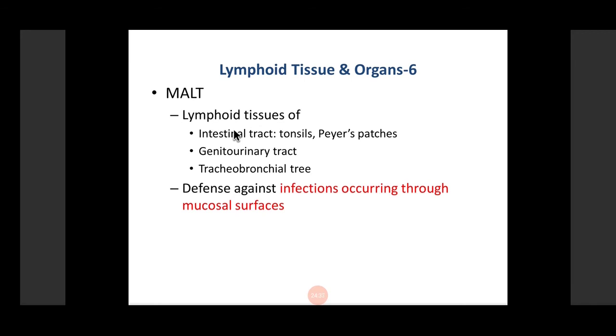So this is present in various mucosa, like the intestinal tract in the form of tonsils and Peyer's patches, the genitourinary tract, and the tracheobronchial tree. As is obvious from its anatomical location, it helps in fighting infections which occur through the mucosal surfaces, that is, through the respiratory tract, genitourinary tract, and gastrointestinal tract. So therefore, we've got three peripheral or secondary lymphoid organs which protect us from three sides.